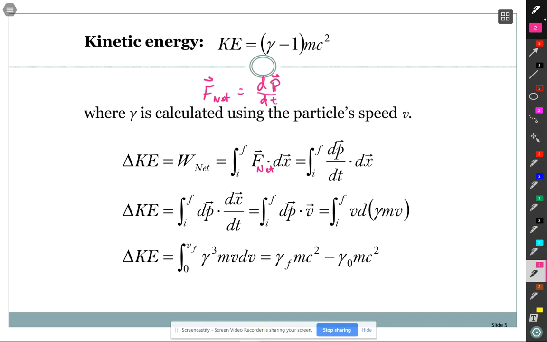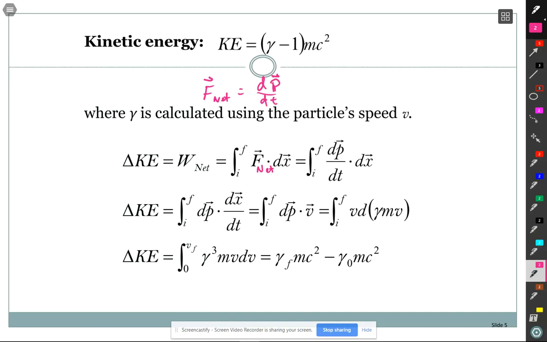And P is gamma mv. So this here is dP. Now v dP. Well, now we've got an integral, and it would look simple except for one thing. Gamma is a function of v. Gamma is not constant. And so I have to expand.